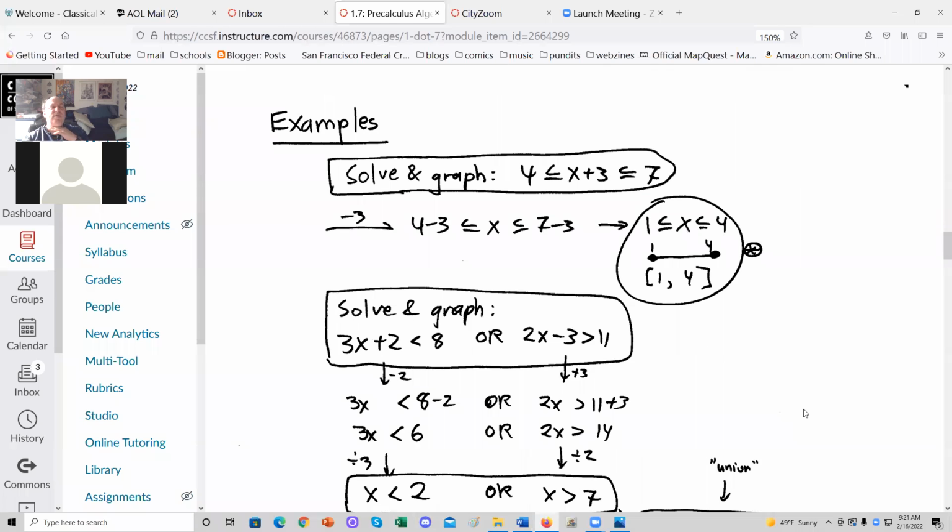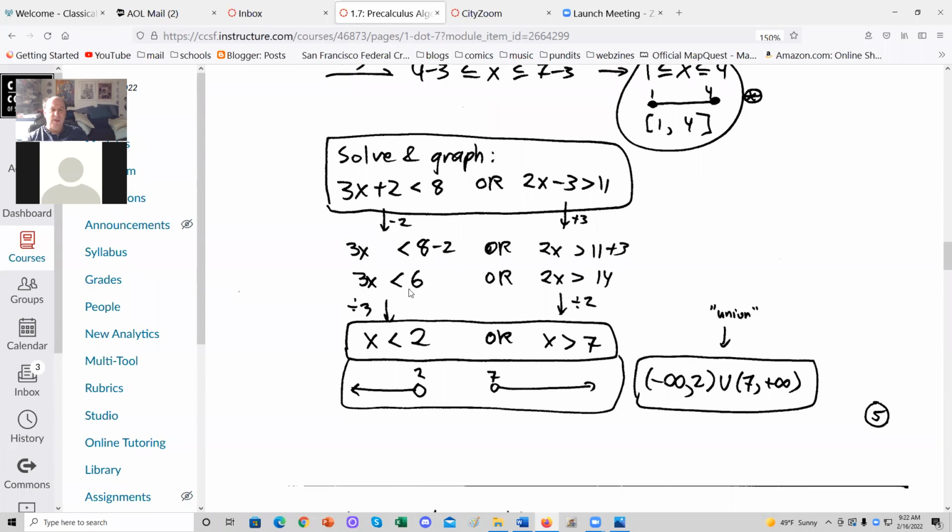And here we have a union of two half lines. Solving and graphing 3x plus 2 is less than 8 or 2x minus 3 is greater than 11. For this one, first we'll subtract 2 from both sides. 3x is less than 8 minus 2, or 3x is less than 6. Then we divide both sides by 3 and get x less than 2. The less than sign stays the same because we're dividing by a positive number.